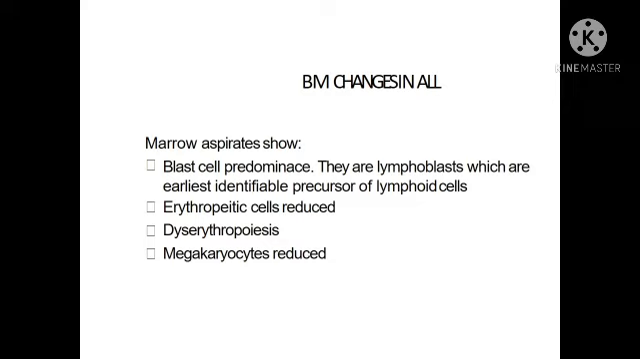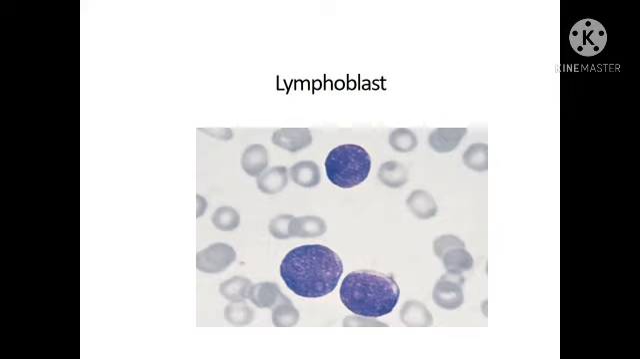Next, coming to bone marrow. Bone marrow changes in acute lymphoblastic leukemia: you will see blast cells predominantly, like lymphoblasts, and the other cells like erythropoietic cells and megakaryocytes will be reduced. You can see here lymphoblasts again, with very scant cytoplasm, a very thin rim of cytoplasm, and there are prominent nucleoli, fine granular chromatin.